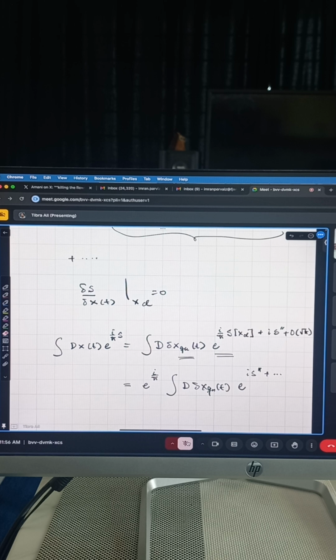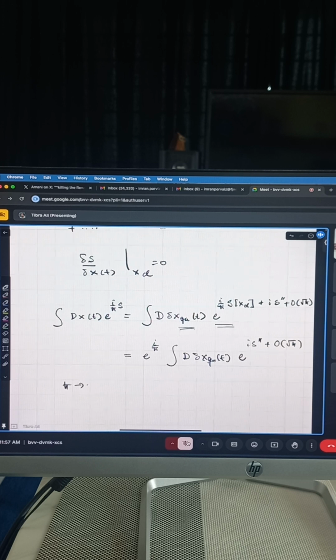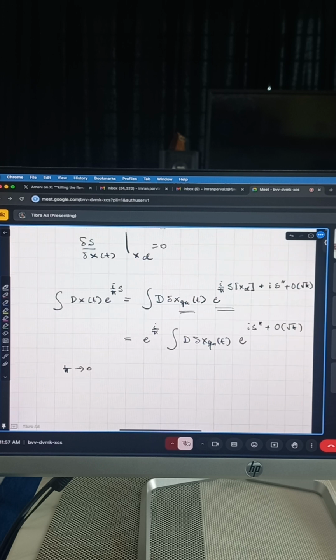Now if I take the h bar goes to zero limit, which is the semi-classical limit, then this thing becomes e^{i S classical}, although that's not strictly correct. This is going to be the integral of d delta x_qu of t, and then all these terms will be suppressed in this limit. But this term doesn't have any h bar in it. So this term is going to be there.